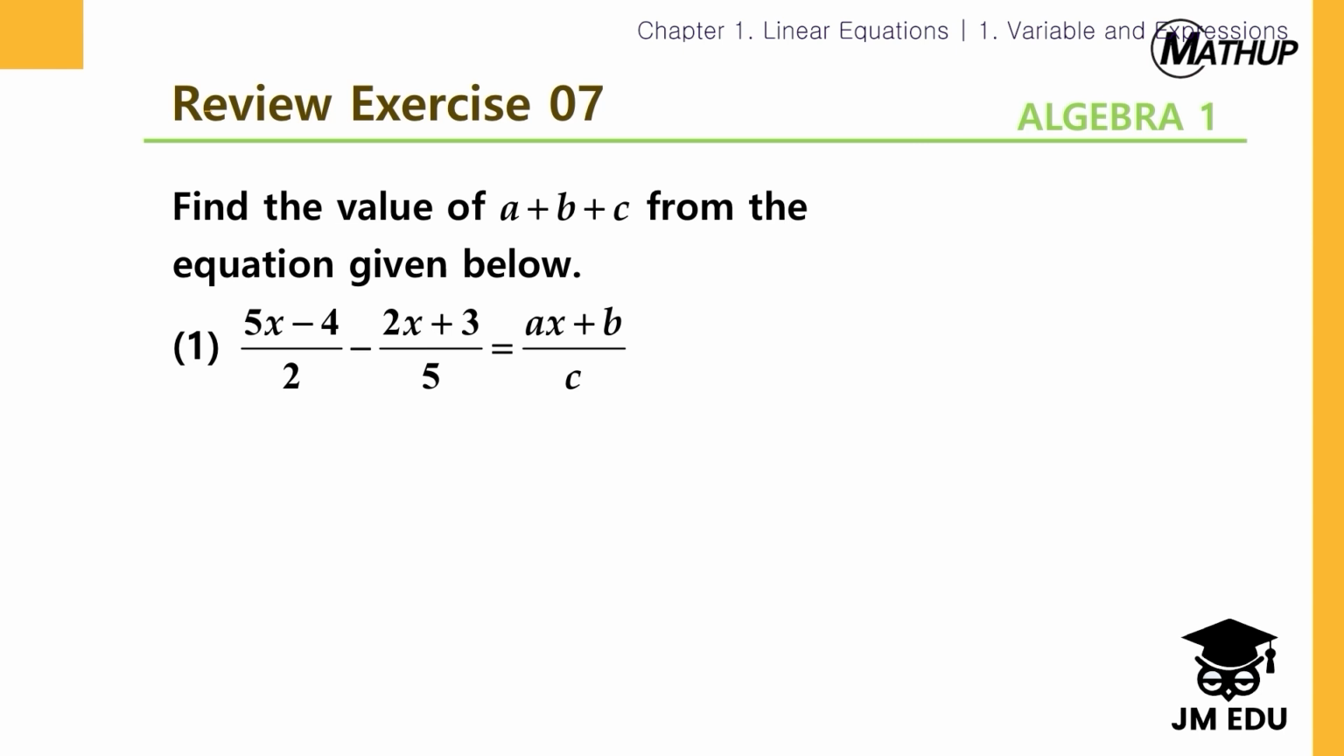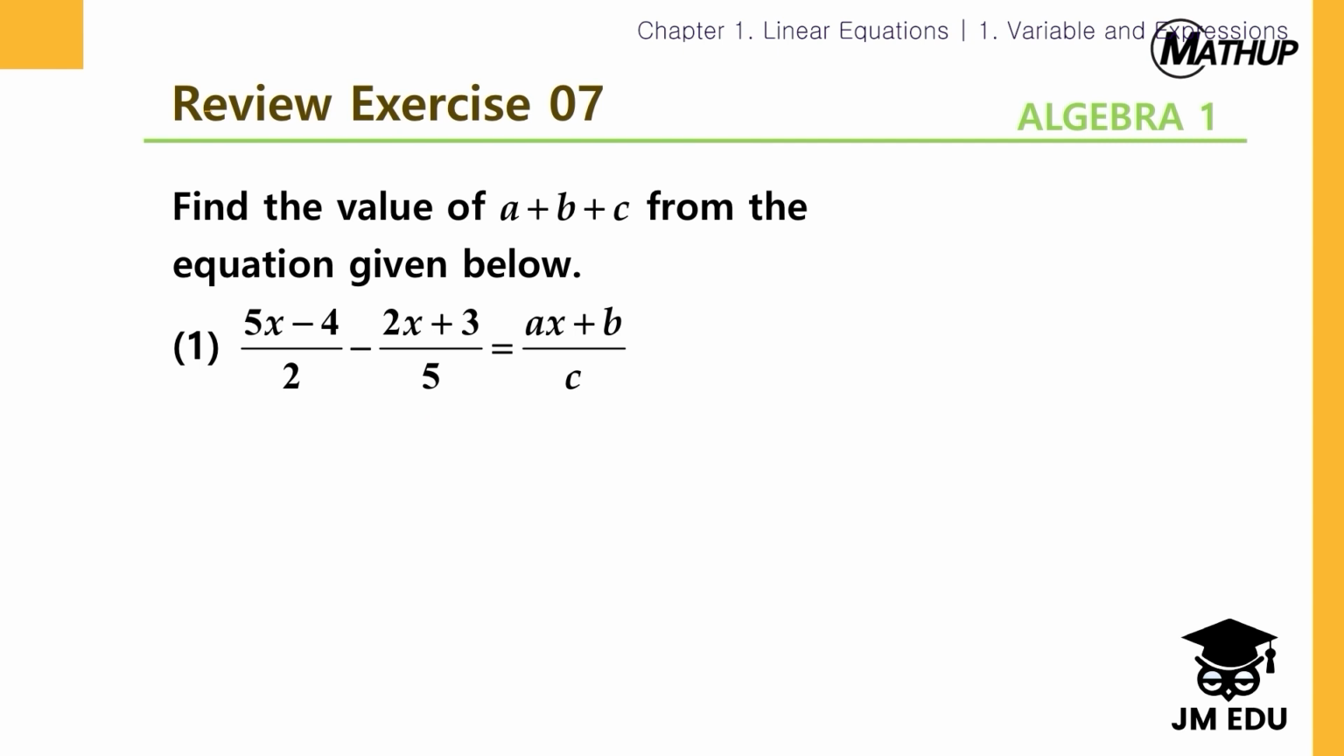Number 7, it says find the value of a plus b plus c from the equation given below. In this equation, we have an expression with the denominator, right? When we simplify the expression with the denominator, the first thing we got to do is find the common denominator of each term. And that common denominator should be the least common multiple. Remember? So let's try number 1.